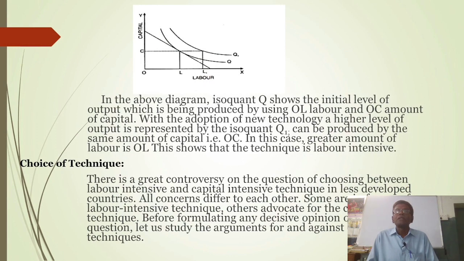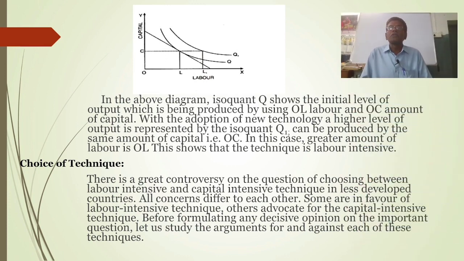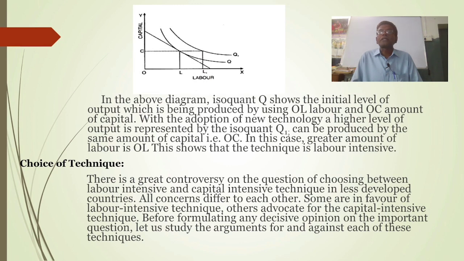In this diagram, isoquant Q shows the initial level of output which is being produced by using OL labor and OC amount of capital. With the adoption of new technology, a higher level of output represented by the isoquant Q1 can be produced by the same amount of capital, that is OC. In this case, a greater amount of labor is used, OL1. This shows that the technique is a labor intensive technique.